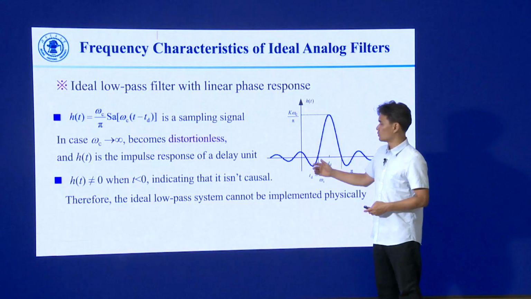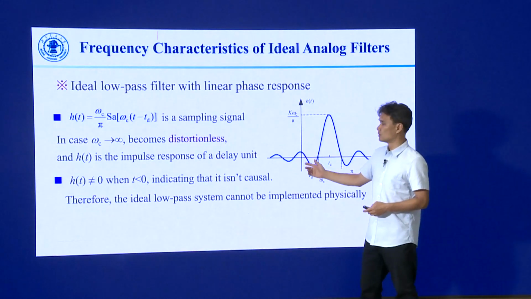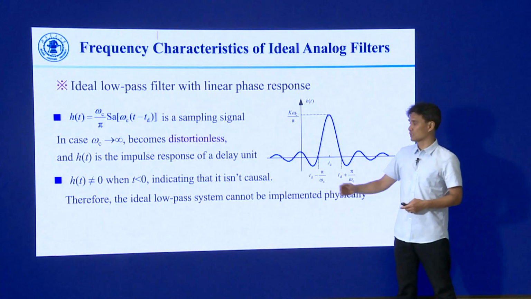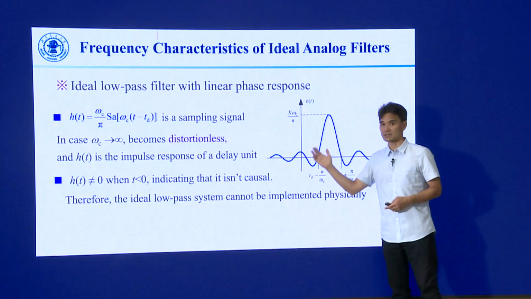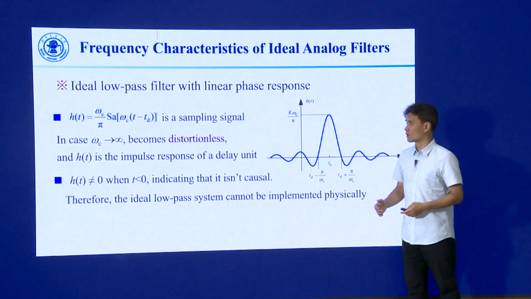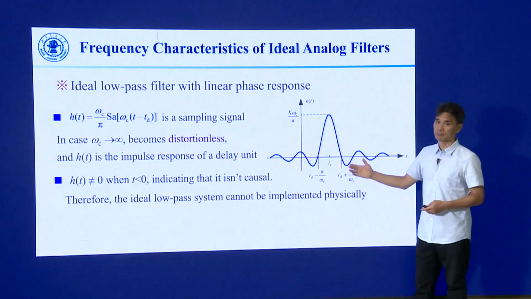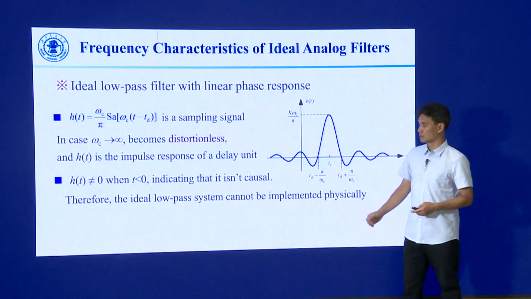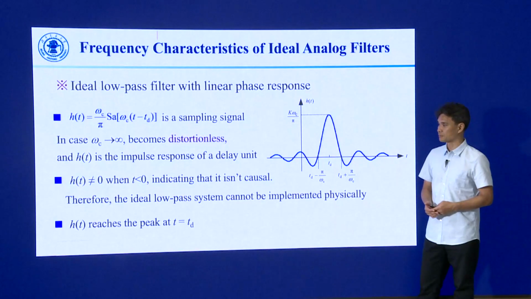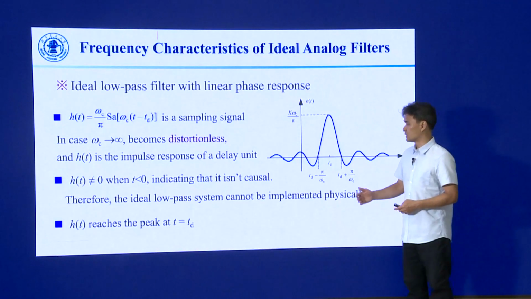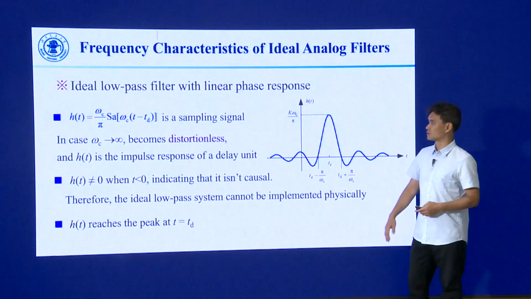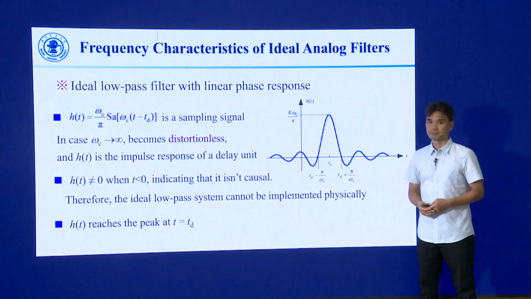We notice that when t is less than 0, the amplitude of the impulse response is not equal to 0, so the system isn't causal. In other words, we are not able to implement that system in reality. So it's not physically feasible. We also notice that when t equals t sub d, the impulse response will reach its peak.